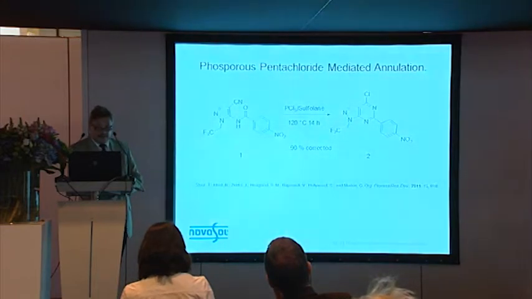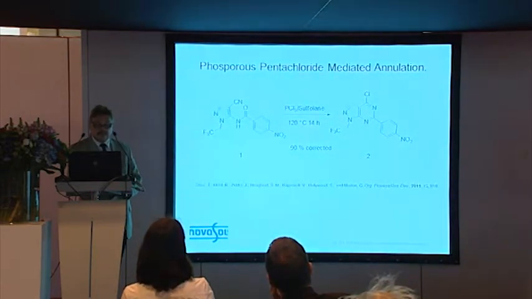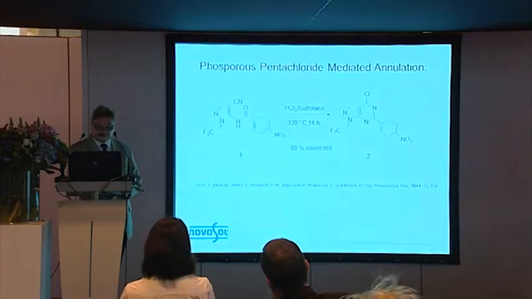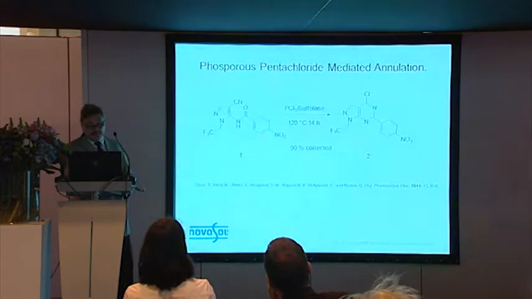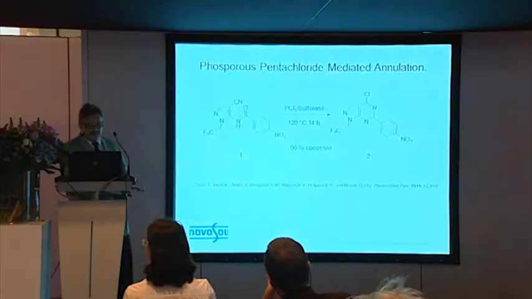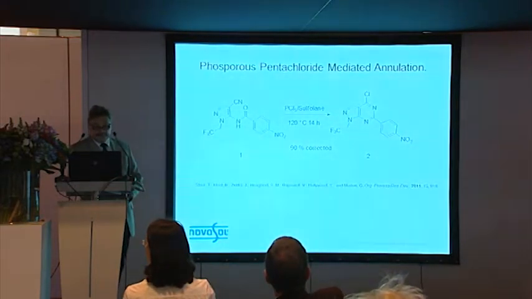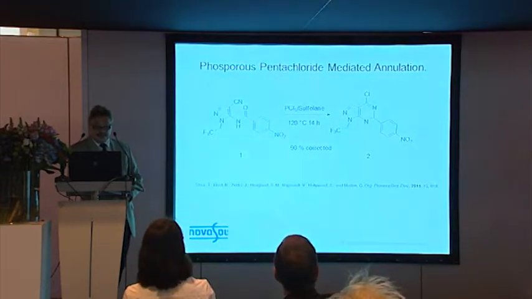Not only acids can be used at high temperatures together with sulfolane, also phosphorus pentachloride. And here we have a phosphorus pentachloride mediated annulation that worked very well with phosphorus pentachloride in sulfolane at 120 degrees. The reaction is slow, and it took 14 hours, and the authors reported that this was the best system of all because others didn't give this conversion. And they obtained a 90% corrected yield.